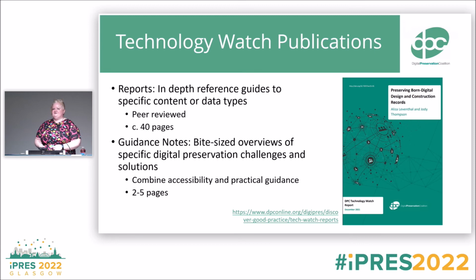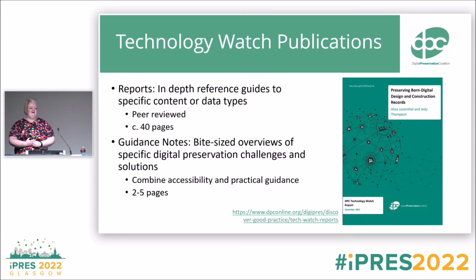Getting into a little bit more specialised area, you might want to have a look at our Technology Watch publications. So there's 2 different versions of our Tech Watch publications. First of all, we have our reports, which are in-depth reference guides to specific content or data types. I can't actually remember off the top of my head how many there are now, but quite a few. They are all peer-reviewed, so very trustworthy, and are about 40 pages in length. You can see the image here is for our most recent published one, Preserving Born Digital Design and Construction Records. So that's getting into more specific formats and things like that.